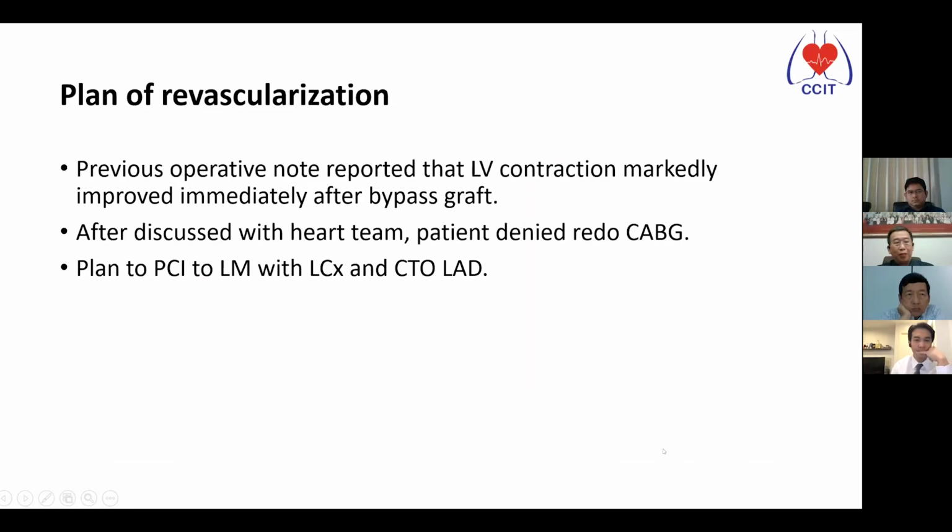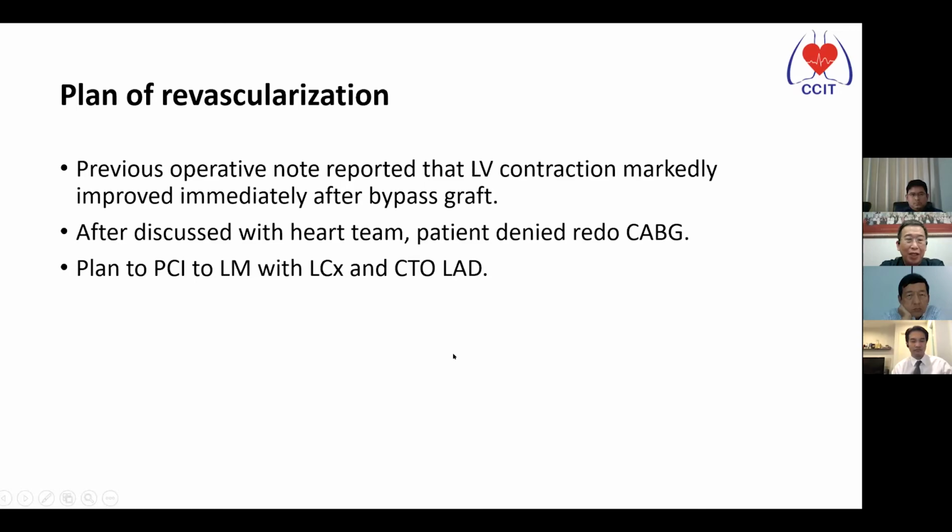We planned the revascularization with the heart team. Because the previous operative note did not report that LV contraction markedly improved immediately after bypass, we think that revascularization to the LAD would still benefit. After discussion with the heart team, the patient declined to redo CABG. So we planned PCI to the left main into the LCX as well as the CTO of the LAD.